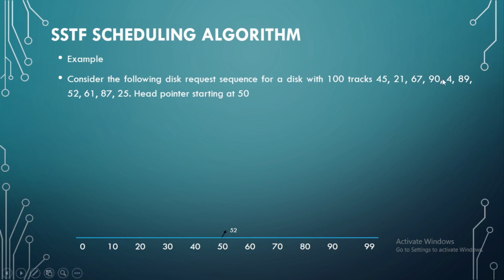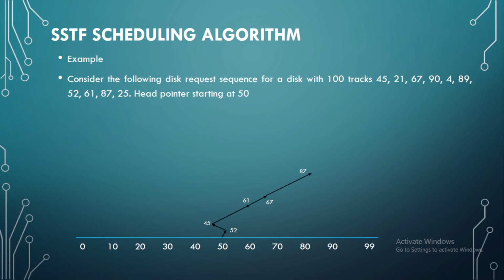Among all the requests, the closest location is 45. So move to 45. And then from 45, the closest location here is 61. From 61, the closest request here is 67. From 67, the closest request here is 87.